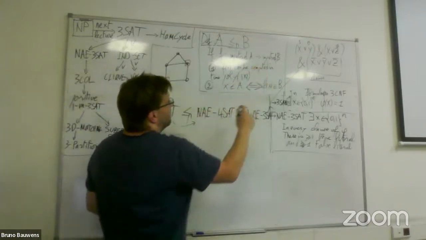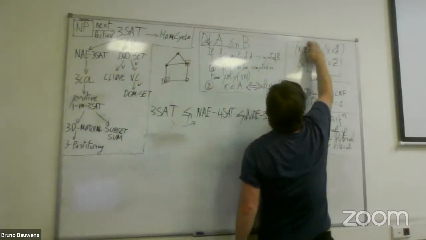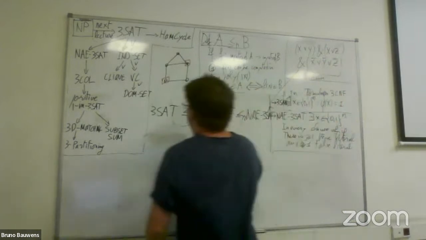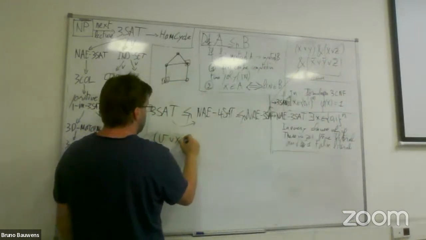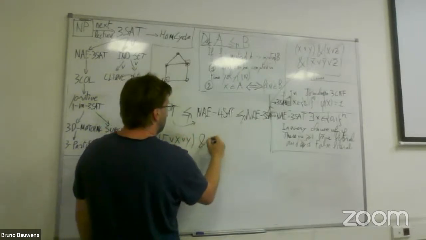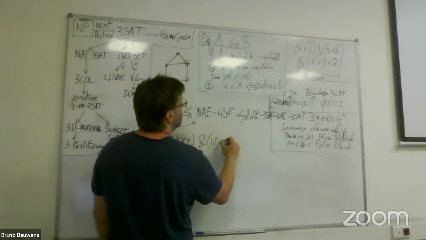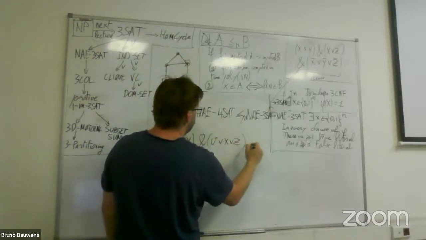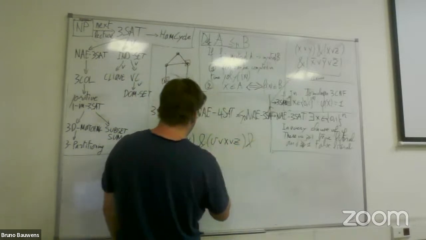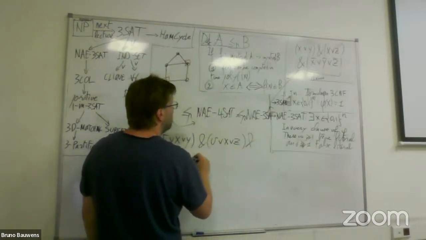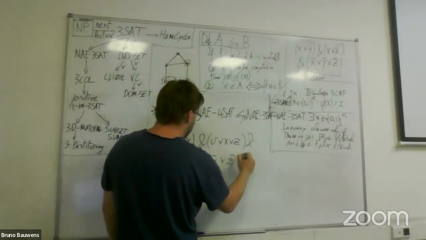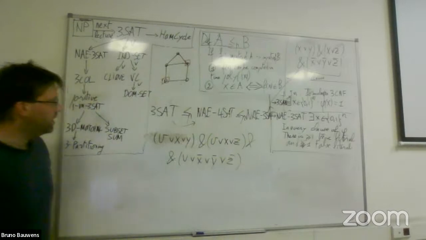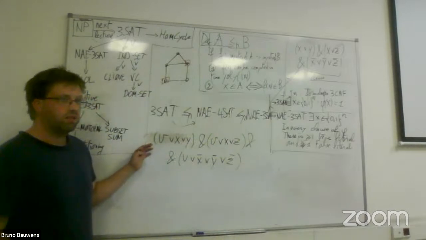So let's think about this example. Here v is a new variable, and then the clauses are x or y, and v or x or z, and v or not x or not y or not z. So this is very easy. And now let us see that it's equivalent.